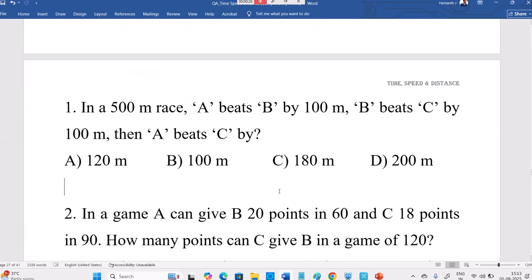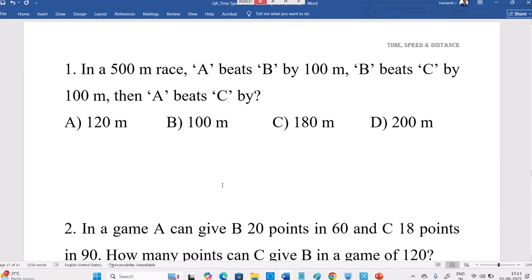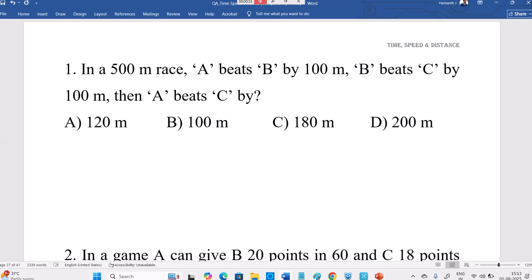See question one. In a 500-meter race, A beats B by 100, sorry, by 100 meters. Then what I can write now: A by B equals 500 by 400. Is it correct? The race is for how much distance? 500. A beats B by 100 meters means B should travel only 400.